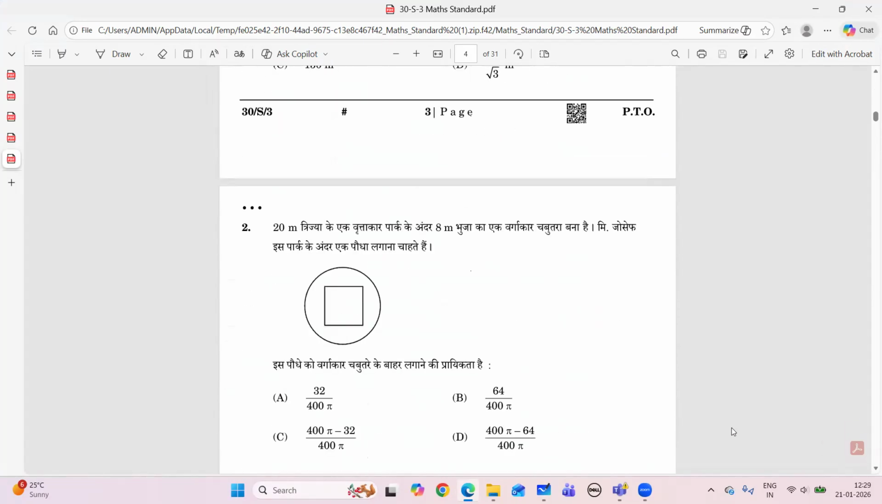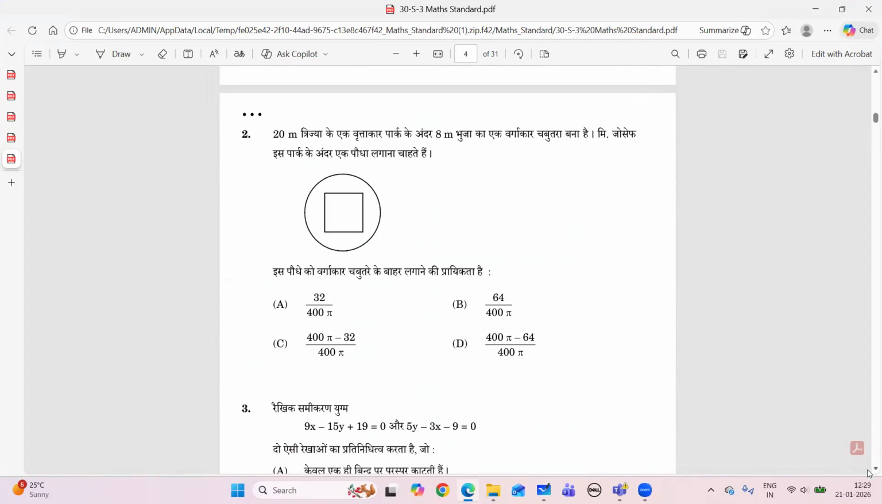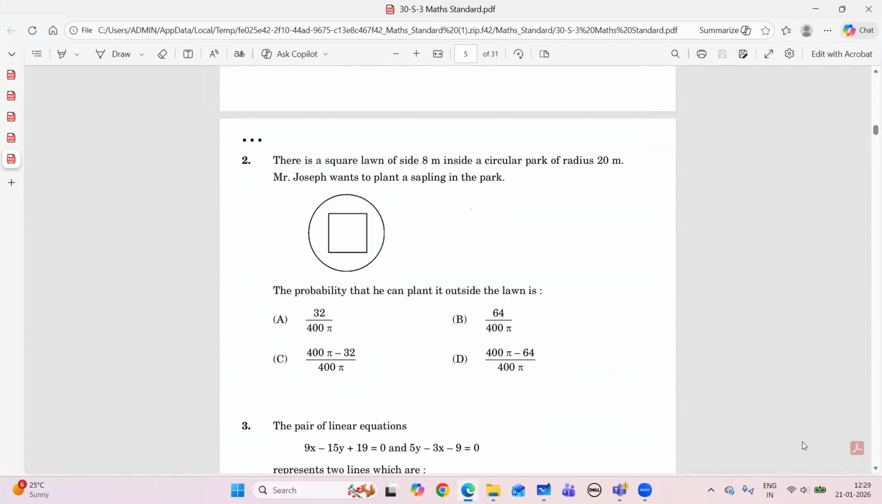This is question number 2. Let's take the English part. There is a square lawn of side 8 meters inside a circular park of radius 20 meters. Mr. Joseph wants to plant a sapling in the park. The probability that he can plant it outside the lawn is dash.